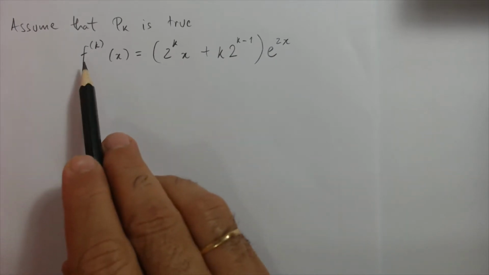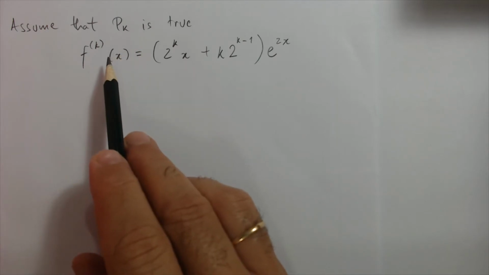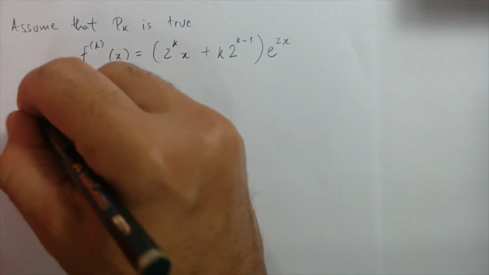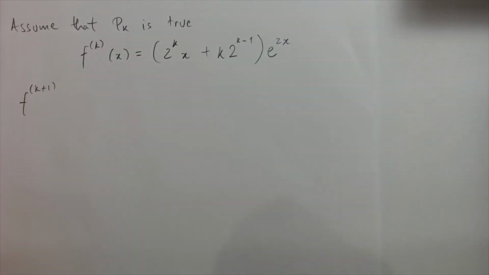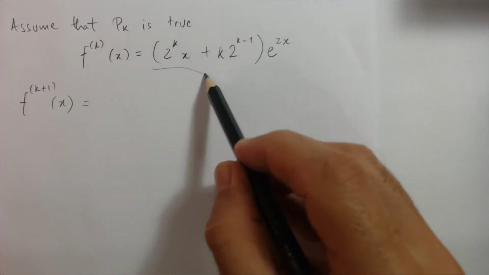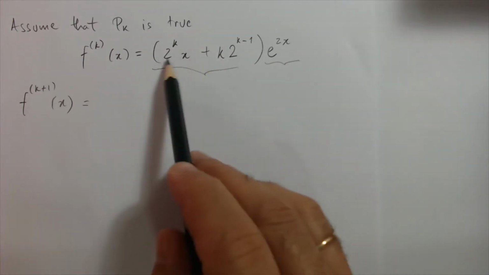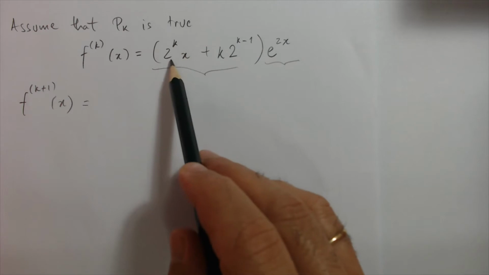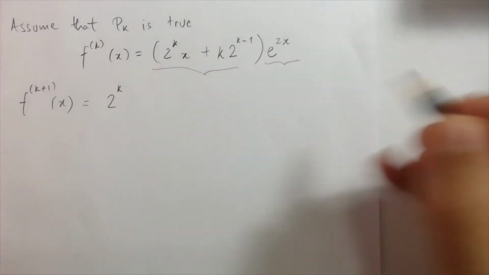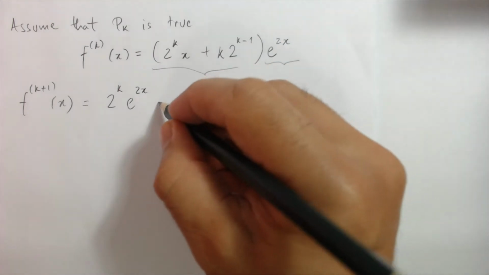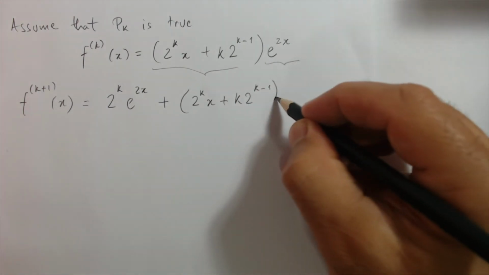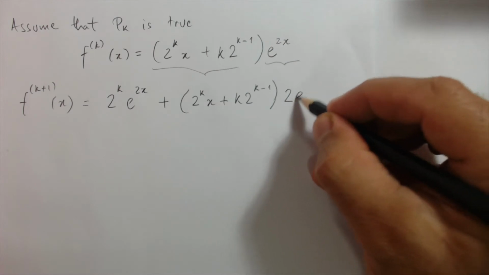So if we have f of order k, which is Pk, to find Pk plus 1 we have to do the derivative of this. The derivative of f of order k is f of order k plus 1. We have to use the product rule here. The derivative of this is just 2 to the k, because this is a constant value. The derivative of a constant value is 0, so this is 2 to the k times e to the 2x, plus this thing here, k 2 to the k minus 1, times the derivative of e to the 2x, which is 2e to the 2x.